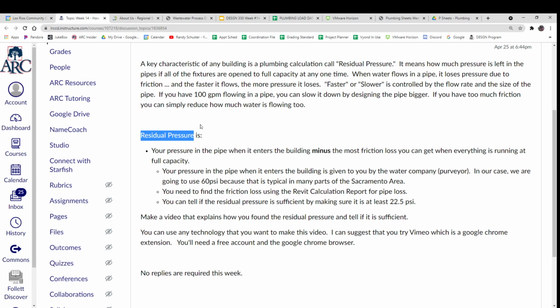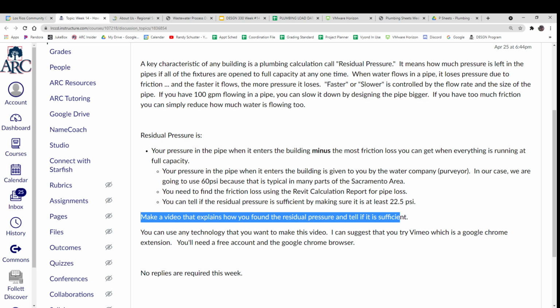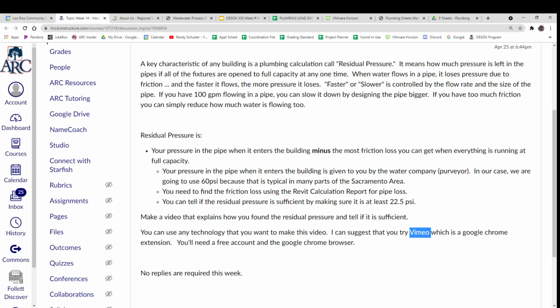And so this is a little bit of description of it, and just need you to make a quick video about how it's done. I'm going to suggest you try Vimeo, and I'm going to try one on Vimeo to show you if you don't already have a way to do it.